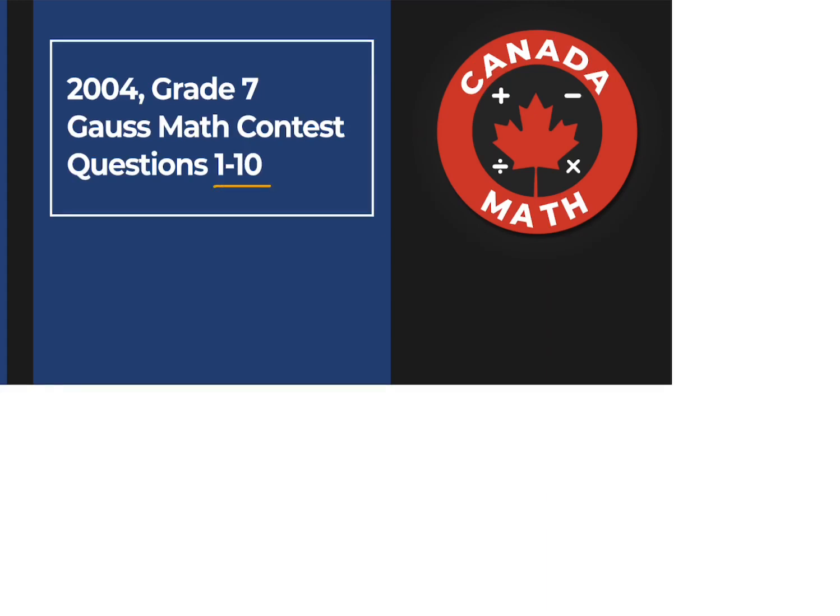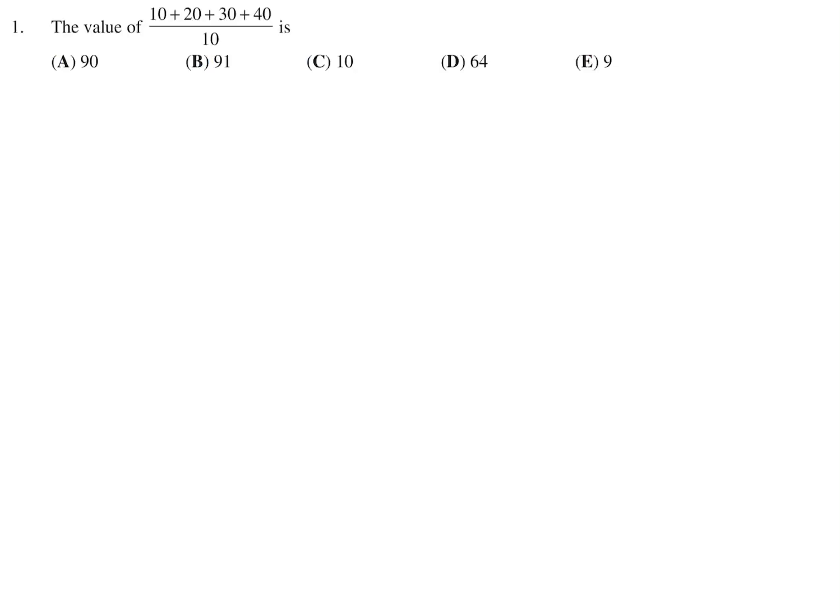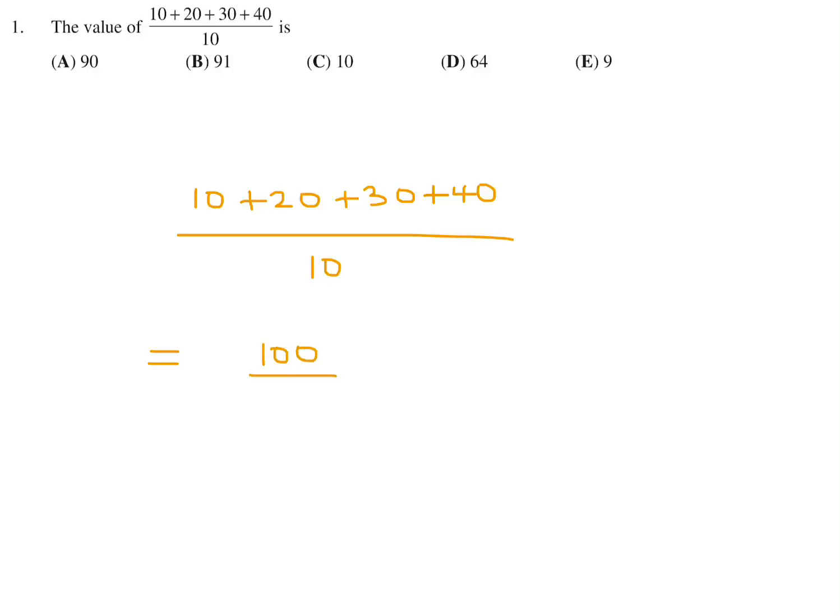Questions 1 through 10 on the 2004 Grade 7 Gauss Math Contest. The value of (10 plus 20 plus 30 plus 40) over 10 is... The numerator adds up to 100. The denominator is 10. 100 divided by 10 is 10, and therefore number 1, the answer is C.